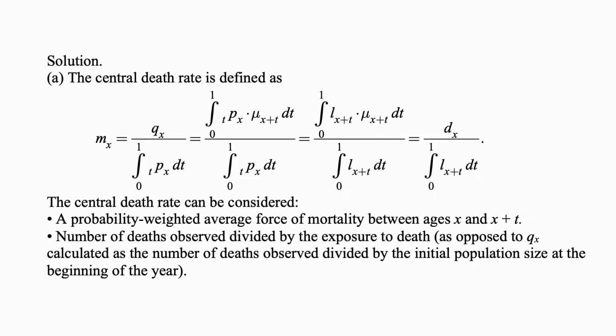And it can be viewed as a probability-weighted average force of mortality between ages x and x plus 1, or the number of deaths observed divided by the exposure to death, as opposed to q x, which is calculated as the number of deaths observed divided by the initial population size at the beginning of the year.